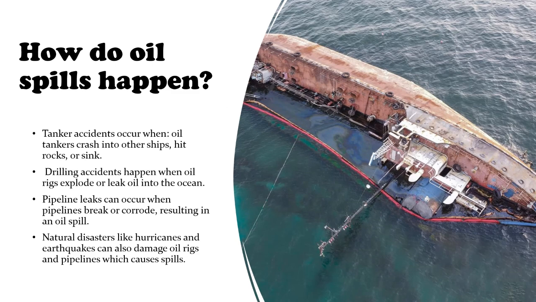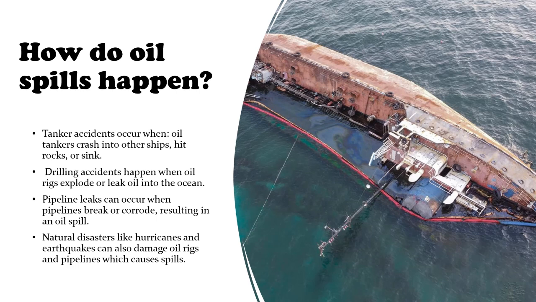How do oil spills happen? Oil spills can happen for several reasons. Tank accidents occur when an oil tanker crashes into other ships, hits rocks, or sinks. Drilling accidents can happen when an oil rig explodes or leaks oil into the ocean. Pipeline leaks can occur when a pipeline breaks or corrodes, causing oil to spill into the water.